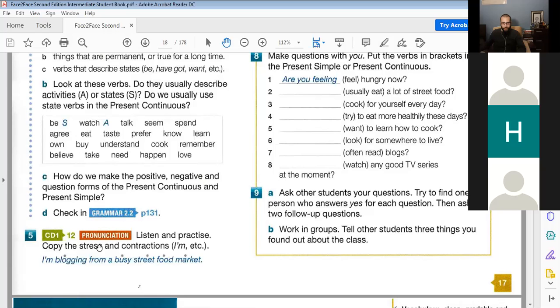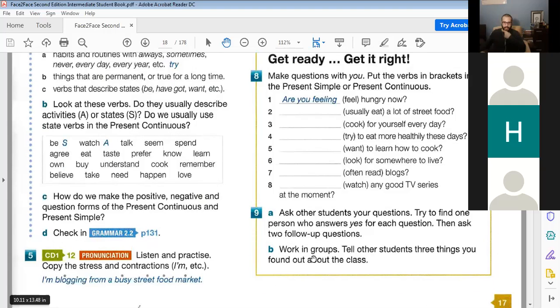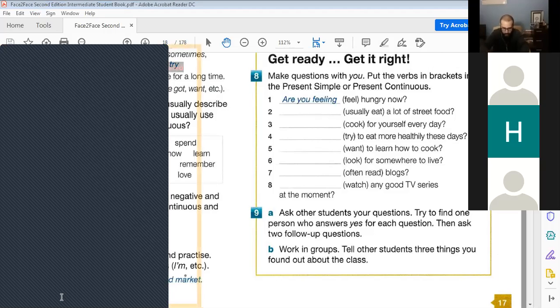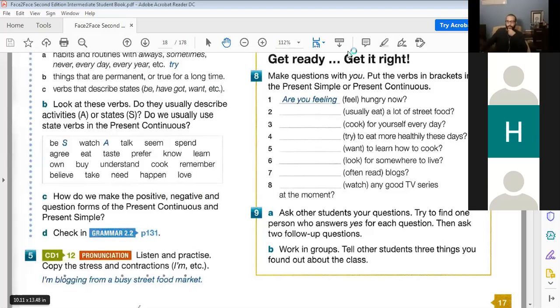Okay, now I'm going to play the CD here, and we just want to do a little bit of pronunciation practice. We just want to get used to proper stress. So what I'd like you to do is I want you to listen to the sentences in this track, and I want you to copy the speaker as much as possible. So try to get the same stress and intonation, okay? As much as you can. So let's go to the track. CD1, track 12.